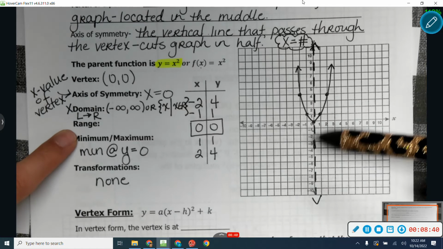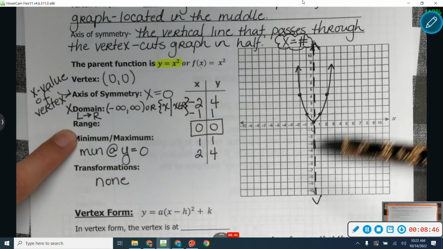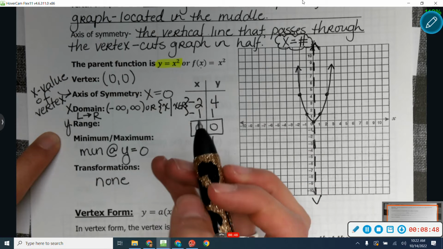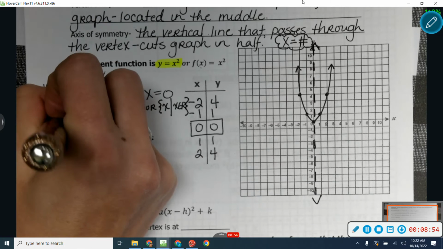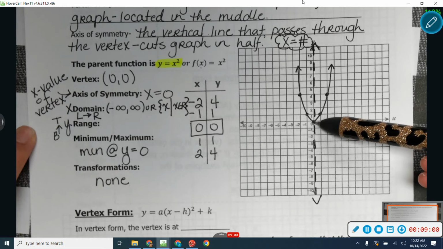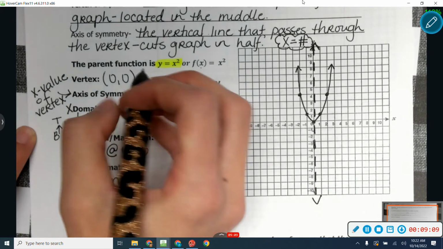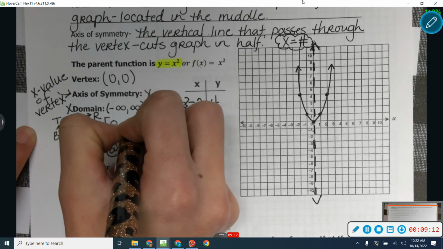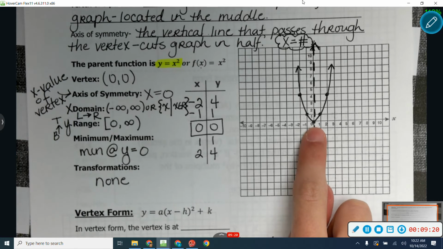Now your range depends on where your vertex is and what direction your graph is opening. Okay, here your range is a set of all possible y values. If I'm going from smaller to larger, that means I'm going from the bottom of my graph all the way to the top of my graph. Okay? So the bottom of my graph, we said our vertex was a minimum, so that's where I start. I'm starting at 0 and I'm going forever upwards. Okay, so my range is going to be what? 0 to infinity. And remember, you can have a bracket on that 0, because what does that bracket tell me? It's equal. I have a point at 0, so it's equal.